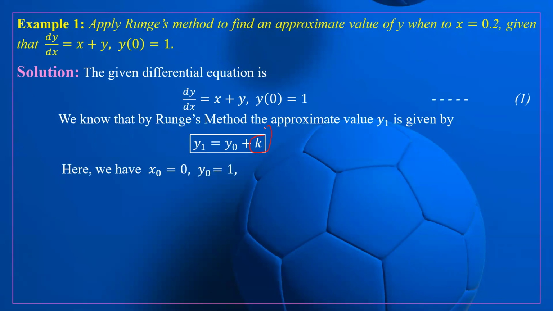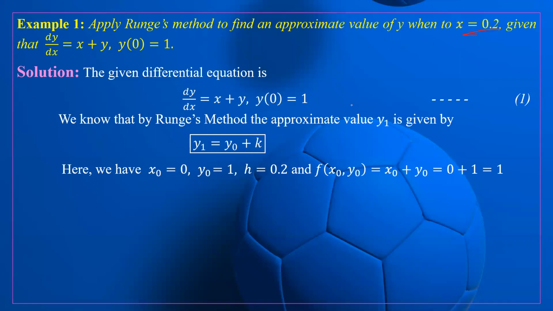So how to get the value of k? Here we have x0 = 0, and y0 = 1. What is the value of h? It is given that x = 0.2, and because it started from 0, this is x0, and h = 0.2. We have to take only one step.